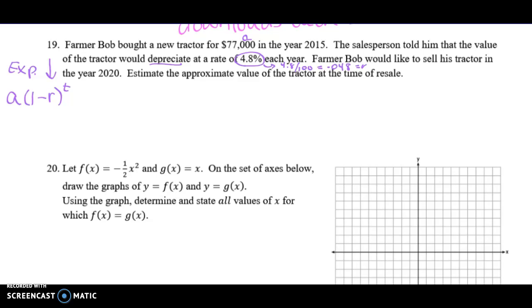And then T, we need time. So he bought it in 2015, he's selling it in 2020. How much time has passed? You can do 2020 minus 2015. You don't already see that T is 5. So what we're going to do is just plug in. A is 77,000. R is 0.048. And my time is 5.